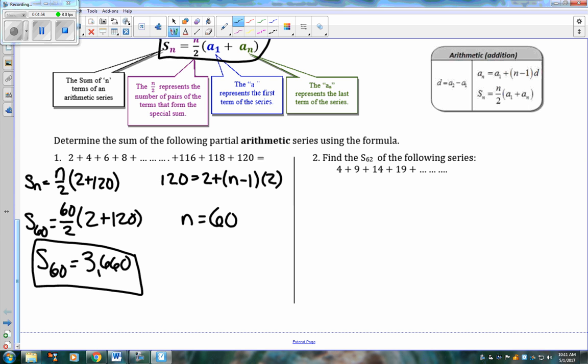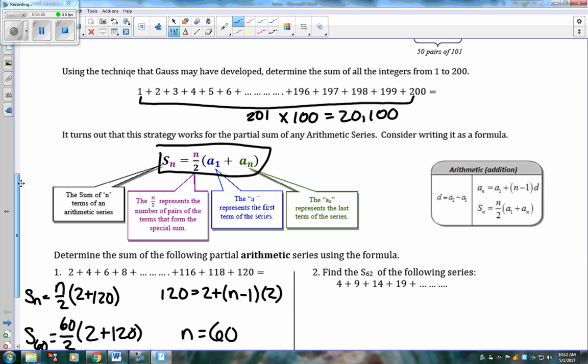Smart thinking. Which formula? This one? We can't just count them. I mean, if you want to, but do you know how many numbers are in between 2 and 120 without doing this? If you do the method that Carl did, it's the exact same thing as this formula.